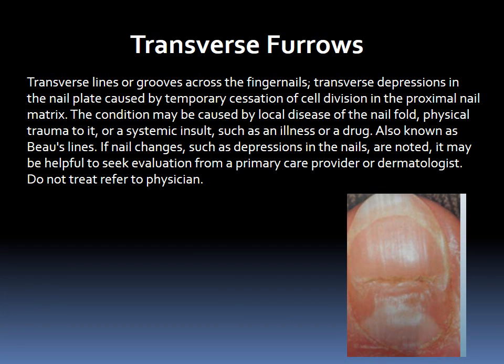Transverse furrows. Transverse lines or grooves across the fingernails, transverse depressions in the nail plate caused by temporary cessation of cell division in the proximal nail matrix. The condition may be caused by local disease of the nail fold, physical trauma to it, or systemic insult, such as illness or a drug, also known as Bowes lines.